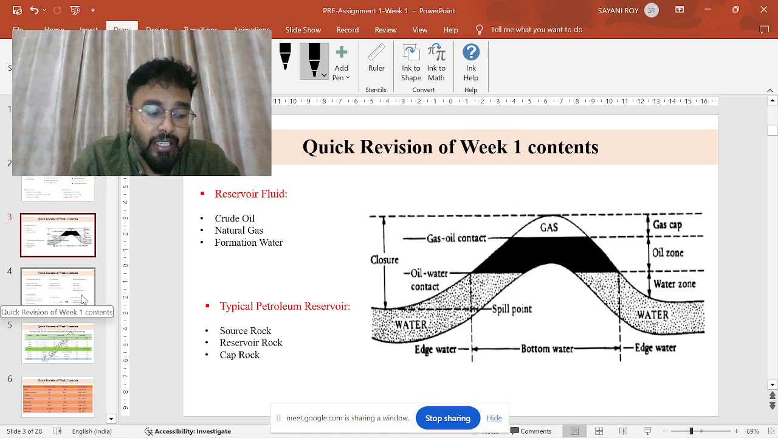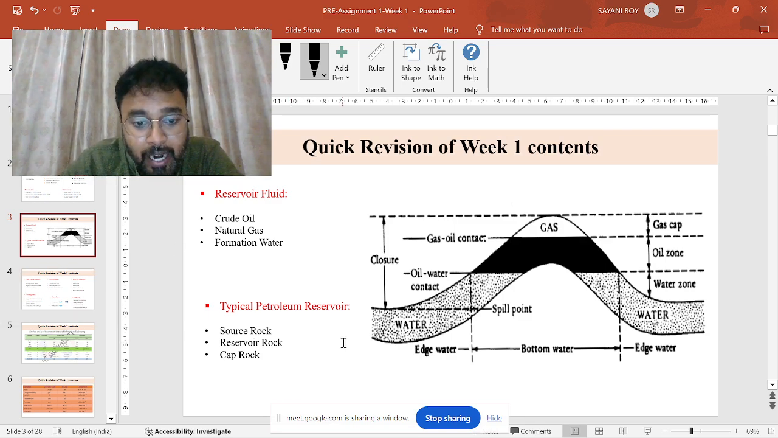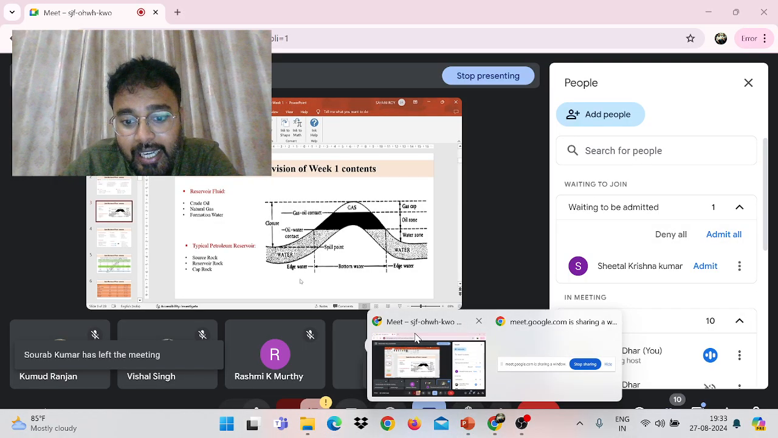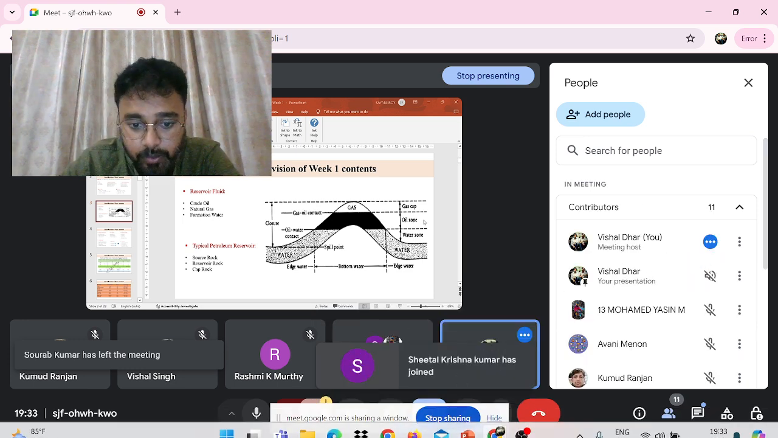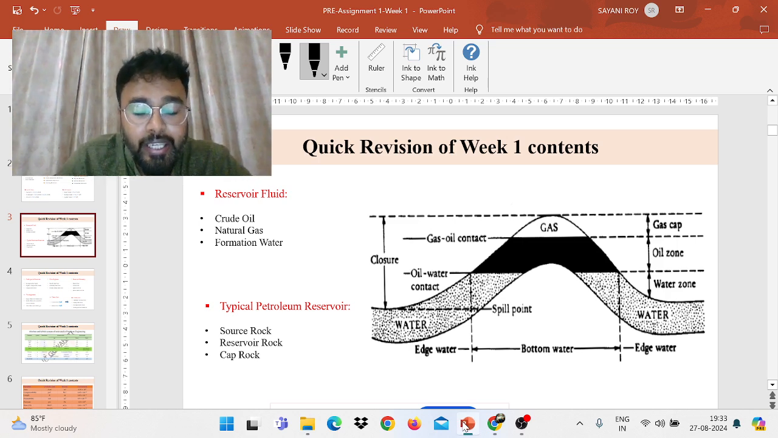Shale is a type of clay, hard clay, and it is a type of cap rock. It is called cap rock because the permeability of shale is very low. So when there is shale in the path of the reservoir fluid, that fluid cannot travel anymore, and it gets accumulated in that part.